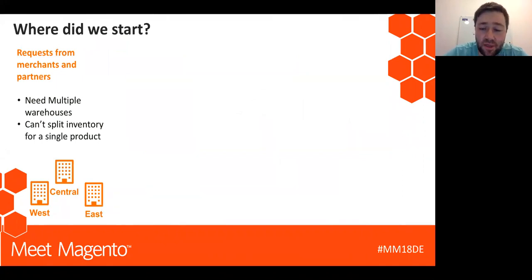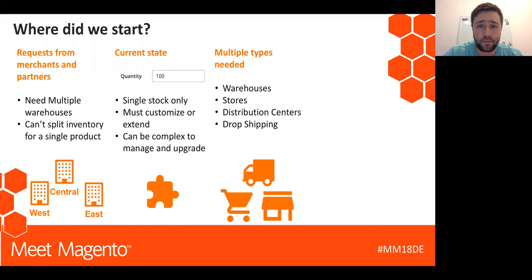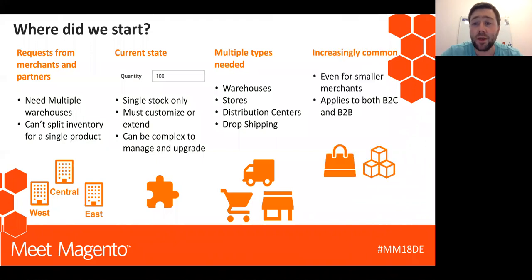So MSI stands for multi-source inventory, and the idea to introduce MSI appeared probably 2 years ago. Because, as you know, before MSI, Magento was a single stock system, and we wanted to provide an ability to manage stock on different warehouses in Magento. And there are also different types of sources. It could be warehouses, brick and mortar stores, distribution centers, or drop shippers.